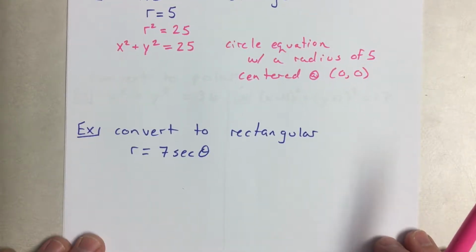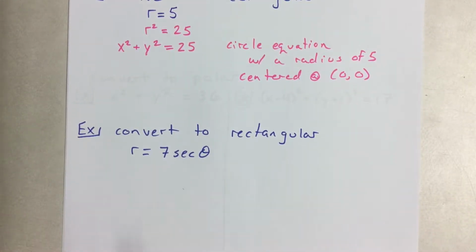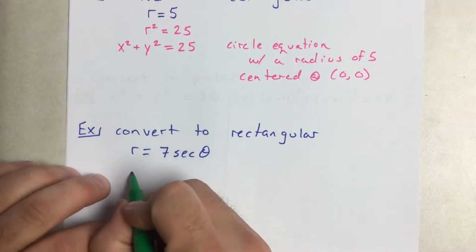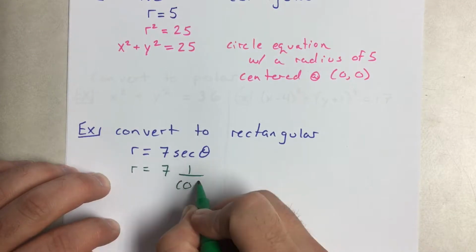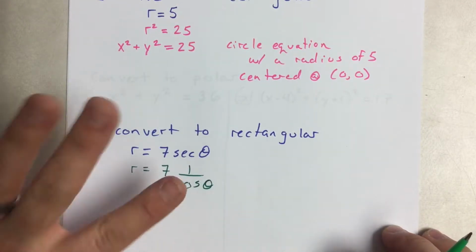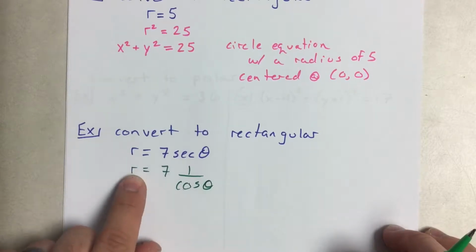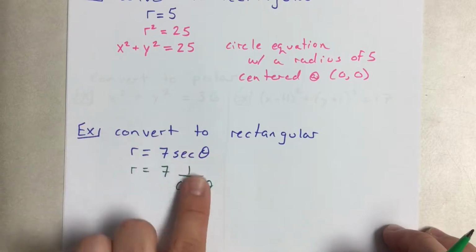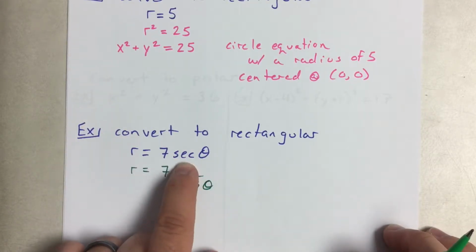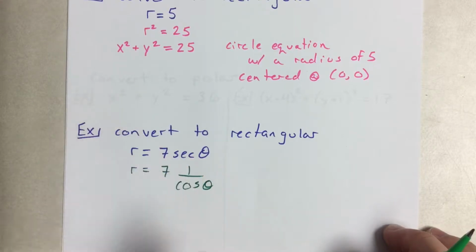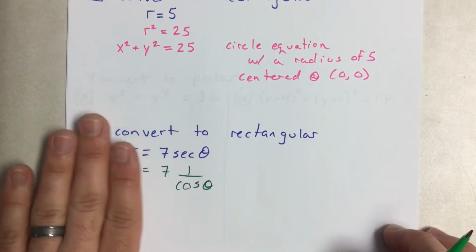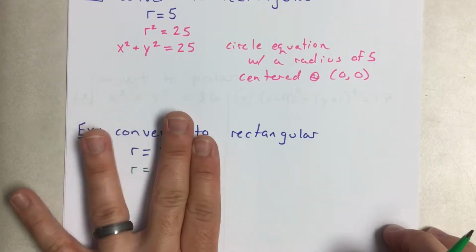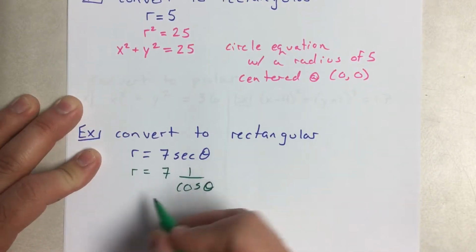Let's look at the next problem. Convert to rectangular: r equals 7 secant theta. None of our conversion equations deal with secant, but we can rewrite secant as 1 over cosine. Again, I can't really work much with that. If I square both sides, yes, I get x squared plus y squared, but having a secant squared is not going to help me at all. So rather than squaring both sides in this approach, we're going to multiply both sides by cosine.